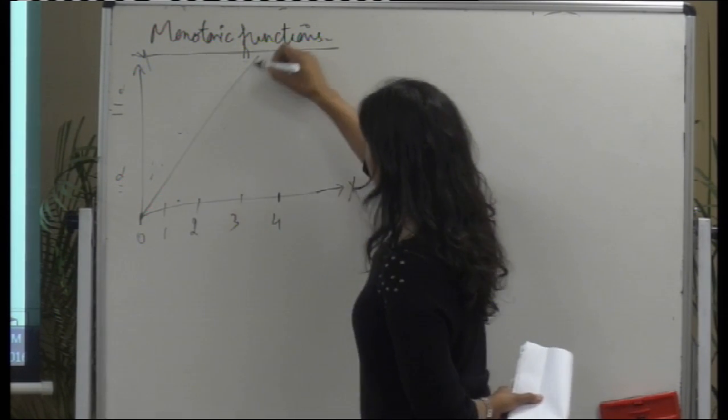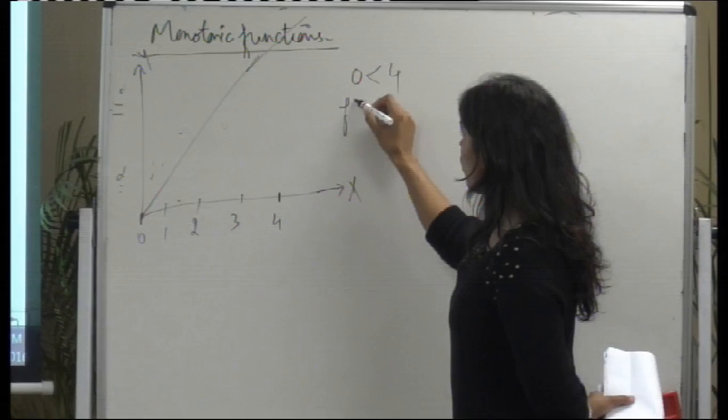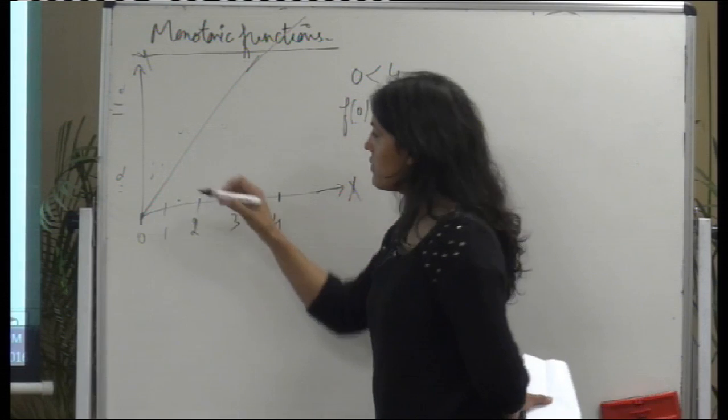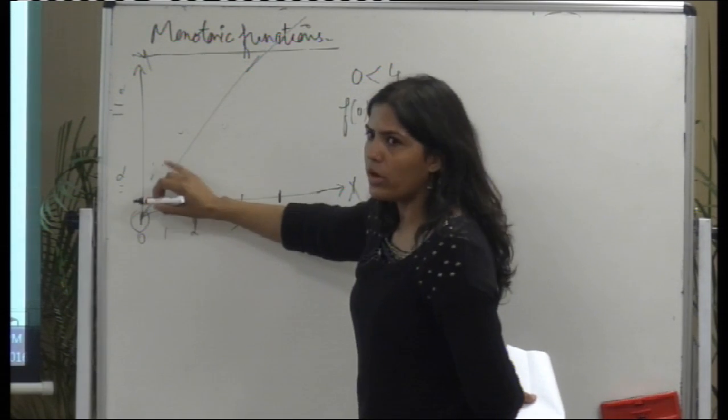So see, 0 is less than 4. F of 0: I'm not giving you the function equation, but from the graph it is very clear, you can answer me. F of 0 is 0. Okay, F of 4 is bigger than F of 0, all agree?